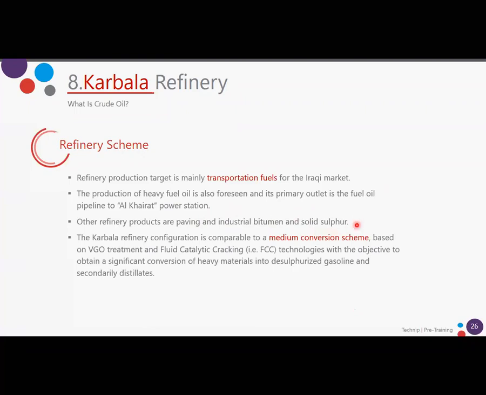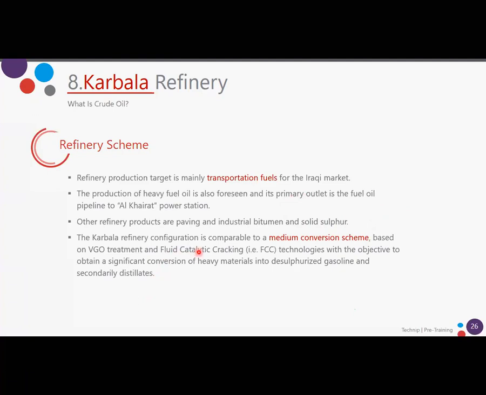The solid sulfur is there because, as we saw in the second slide, the crude oil is composed mainly of hydrocarbons, but of course, crude oil also contains some sulfur, and this sulfur has to be removed prior to going to conversion processes, and this is finally converted to solid sulfur.